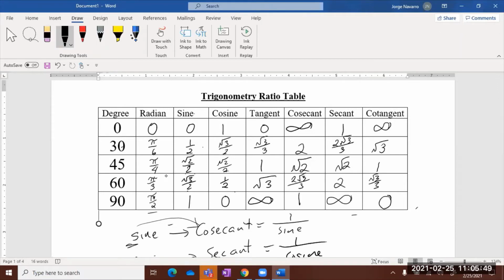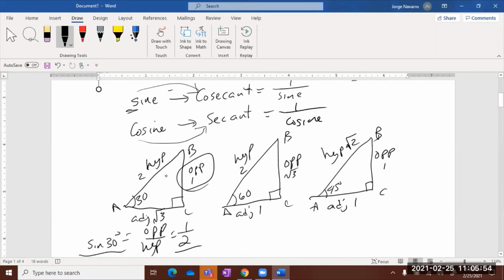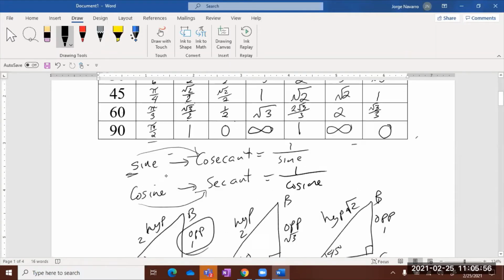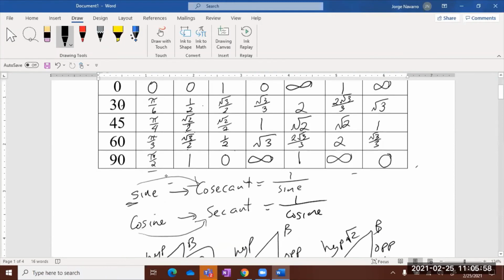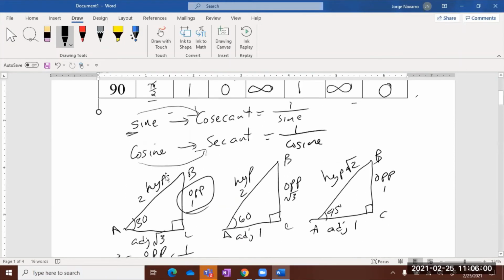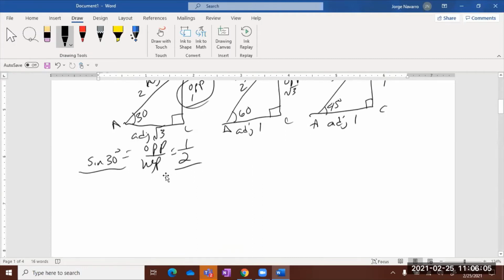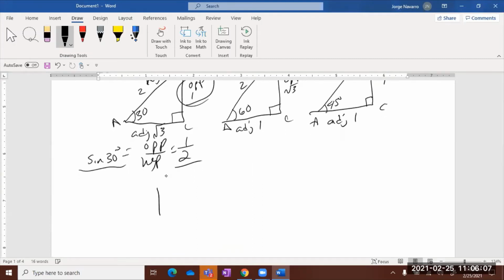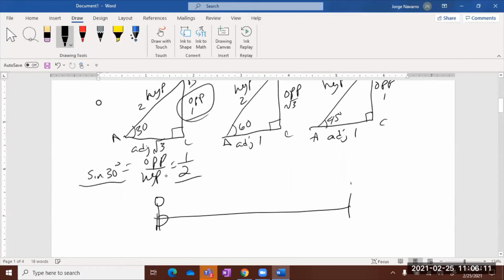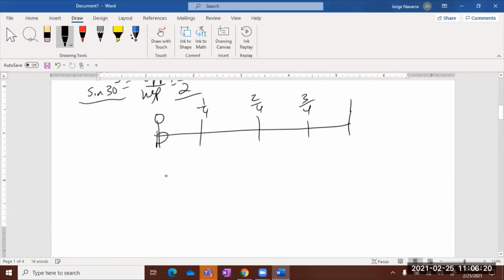Loriano? Yes, sir. But I don't want to go back and look at each triangle and take out these values. So what I was saying, Miss Loriano, is that a trick is, I look at a number line from 0 to 1. From 0 to 1, I cut it into fourths, 1/4, 2/4, 3/4, and then I square root them.